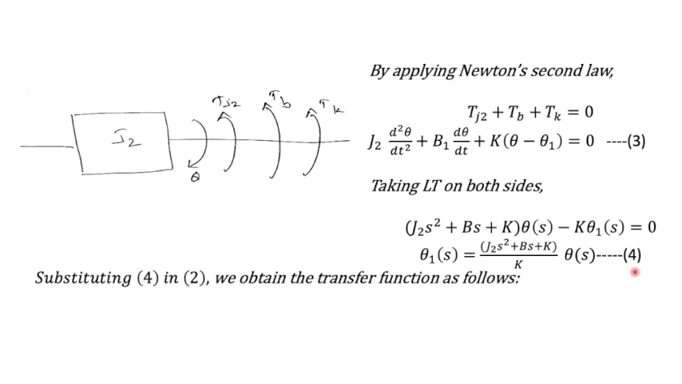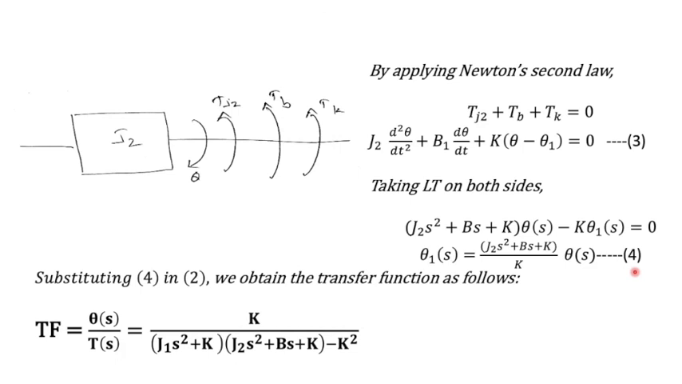Now we can substitute 4 in equation 2 to get the final transfer function as given by theta of s by T of s. Why? Because the transfer function is defined as the Laplace transform of the output, which is the output angular displacement, divided by the Laplace transform of the input, which is nothing but the applied torque. So this is the final expression of the transfer function.